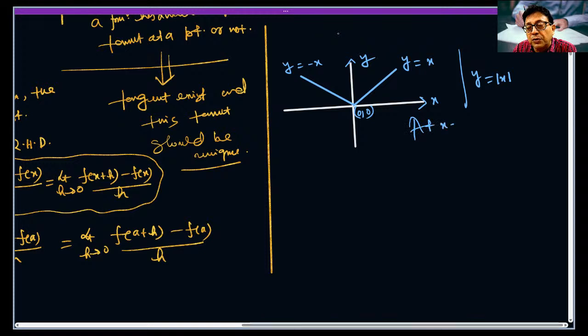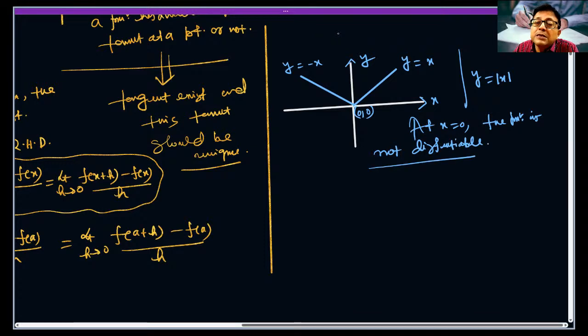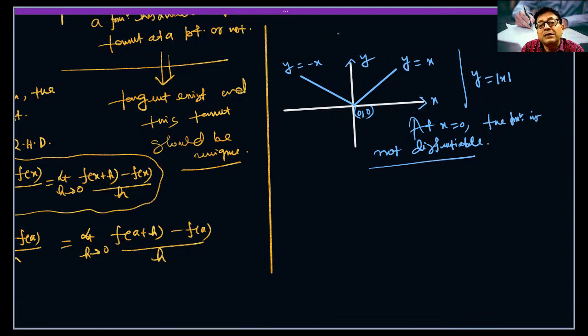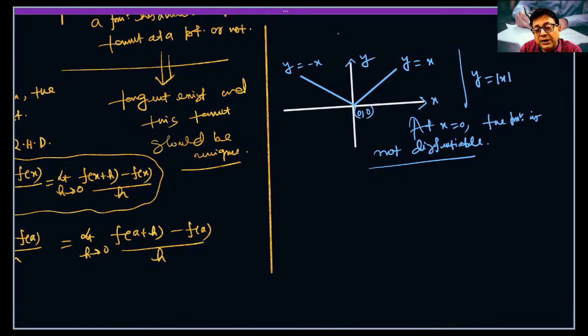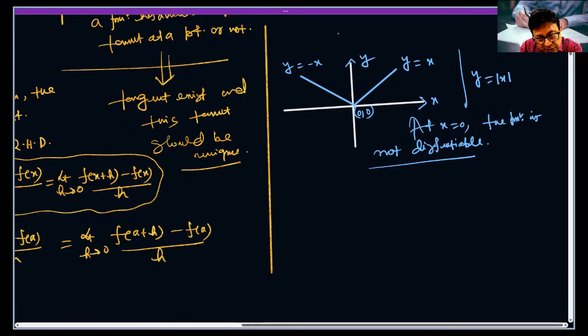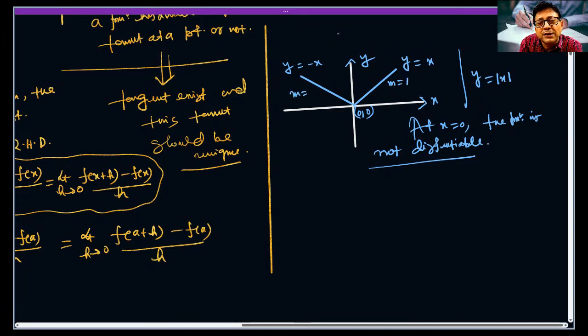At x equal to 0, the function is not differentiable. Why not differentiable? Because from the left hand side, if you approach the point 0, the slope of the tangent is minus 1. This one makes 135 degrees, it is minus 1. The slope of the tangent just after 0 is 1, and they don't coincide.